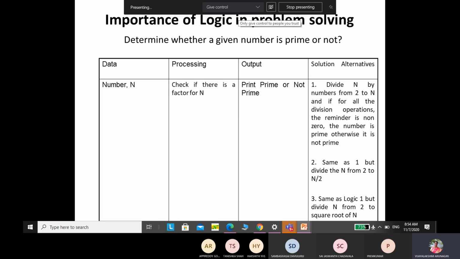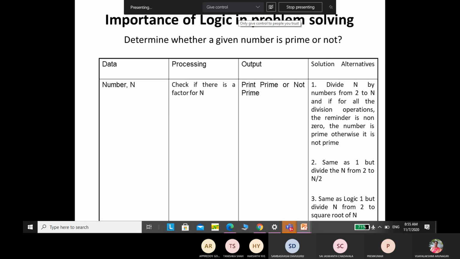In these cases, you can cross check with your mathematics book. Really, this problem has an alternative solution, because instead of dividing from 2 to n minus 1, if I divide from 2 to n by 2, my number of divisions will be reduced. Or if I divide by the numbers from 2 to the square root of n, the number of divisions is exponentially reduced. So these are all good alternative solutions for finding whether the number is prime or not.